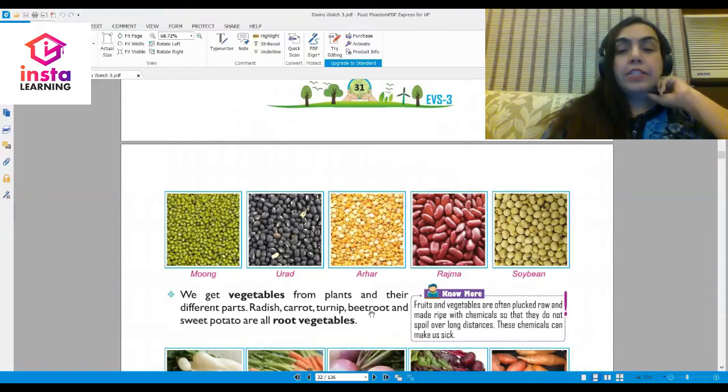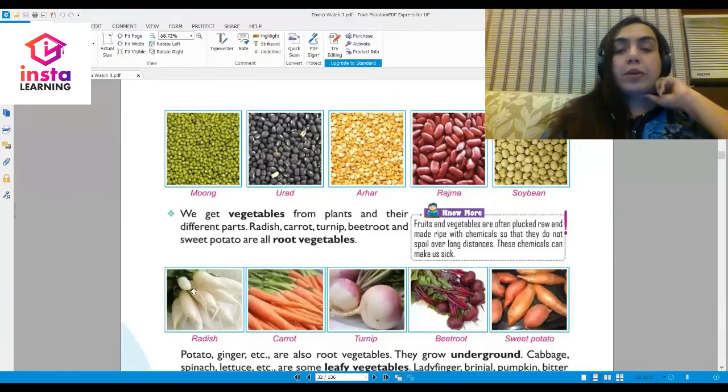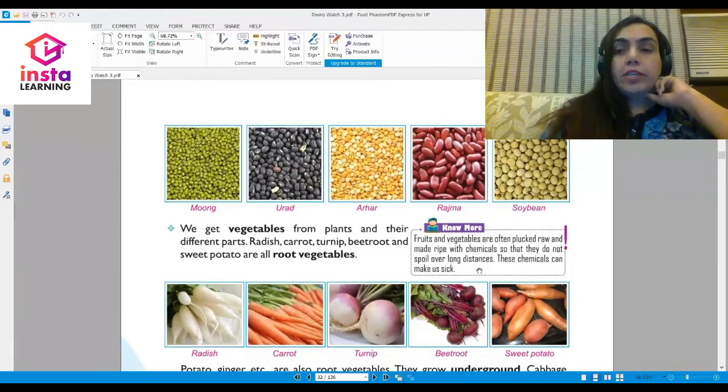Radish, carrot, turnip, beetroot, and sweet potato are all root vegetables because we are eating these roots. Look at this interesting fact. Fruits and vegetables are often plucked raw and they are made ripe with chemicals so that they do not spoil over long distances. These chemicals can make us sick.